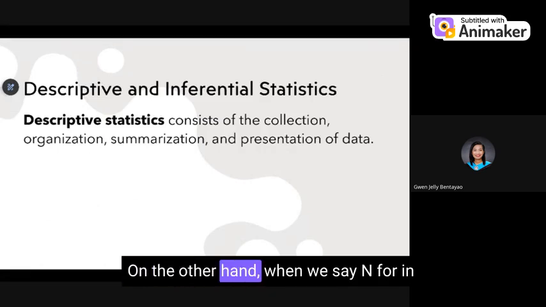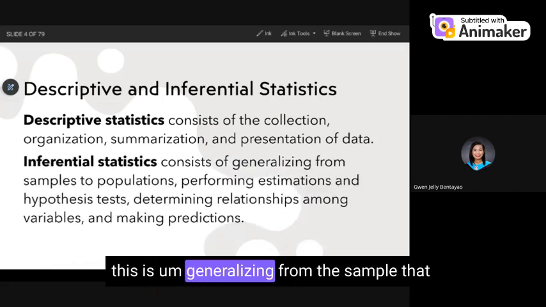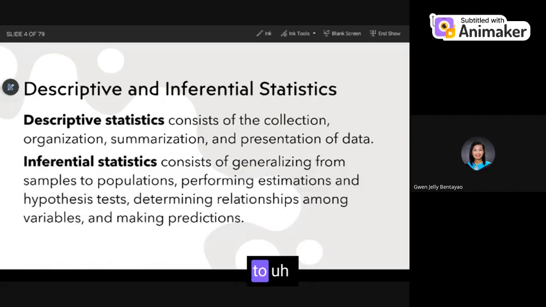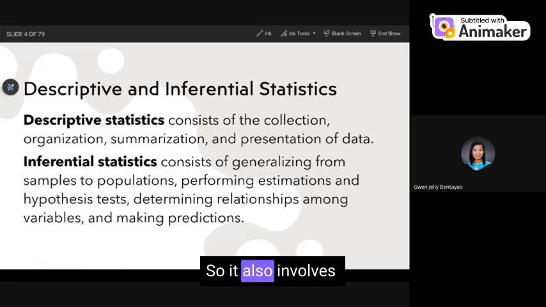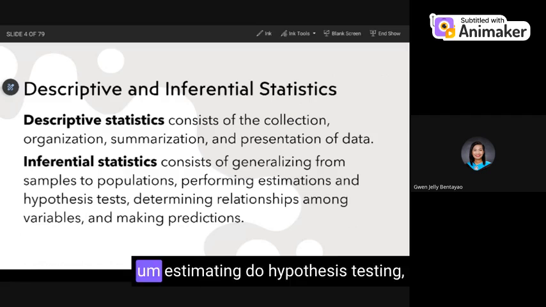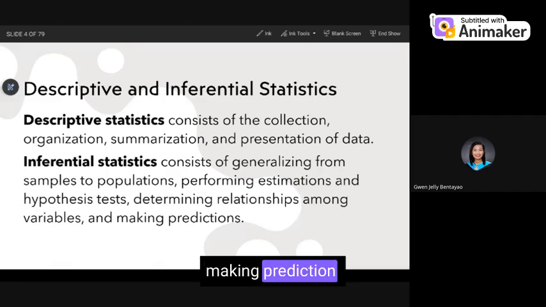On the other hand, when we say inferential, this is generalizing from the sample that we have to apply into a general population. So it also involves estimating, doing hypothesis testing, determining if there's a relationship among variables, and of course, making prediction.